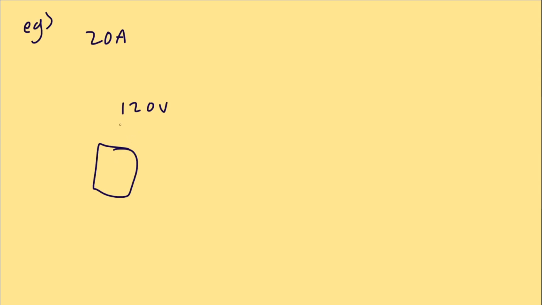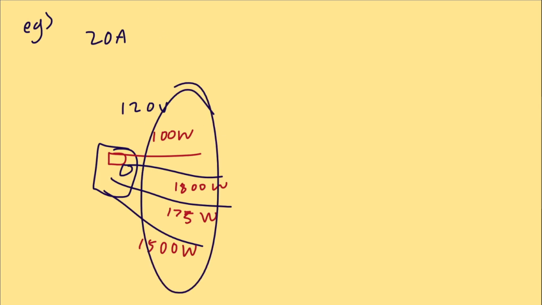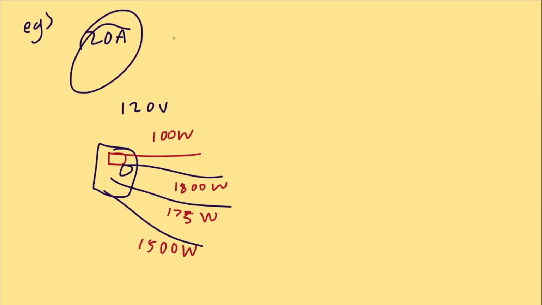Let's go through an example on this topic. The goal is to check whether or not a 20 amp breaker will trip when multiple devices are used at once. Let's say we have a 120 volt outlet, like this. And plugged into this outlet, we have a desk lamp with 100 watts of power. We have a heater with 1,800 watts of power. We have an amplifier, which is 175 watts, and a hairdryer, which is 1,500 watts. We're seeing if this is going to trip our breaker when the threshold is 20 amps.